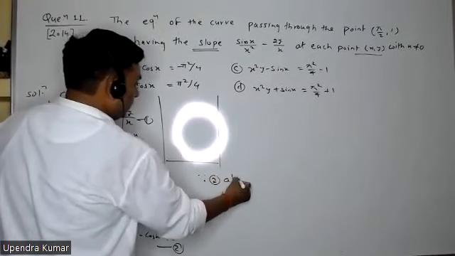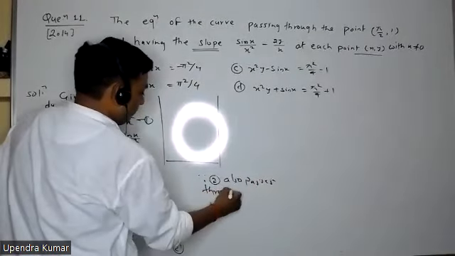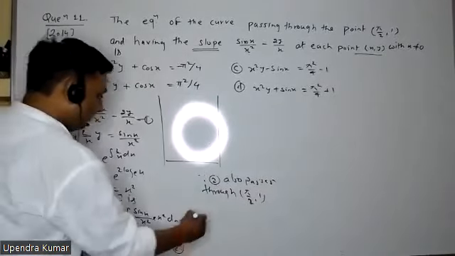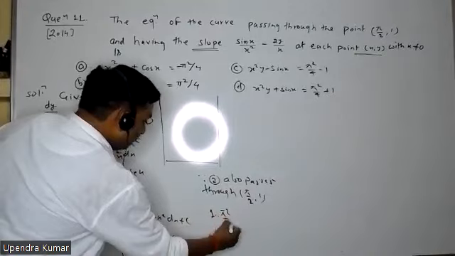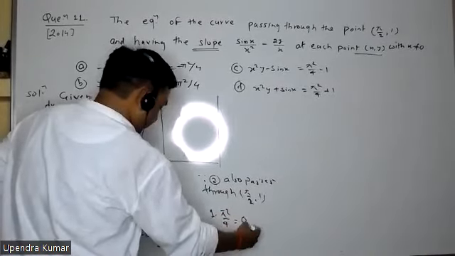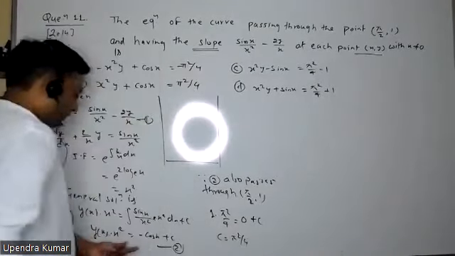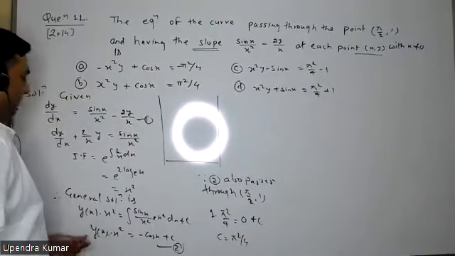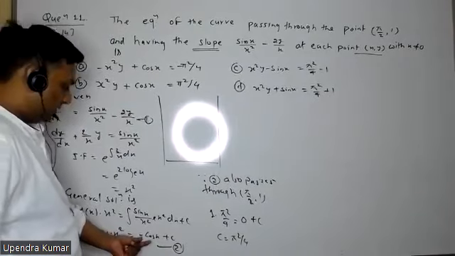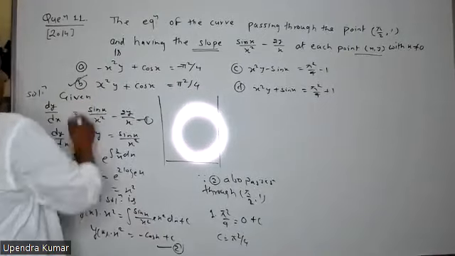Since 2 also passes through pi by 2 comma 1, so ultimately what do you have? 1 into pi square by 4 equals cos pi by 2, whose value is 0, plus c. So you got c as pi square by 4. So if you put that here, you get x square y equals minus cos x plus pi square by 4. So minus cos x, if you take this side, B is the right choice.